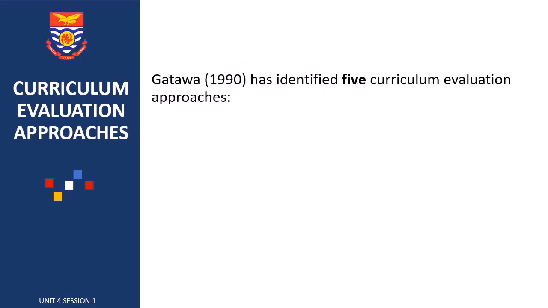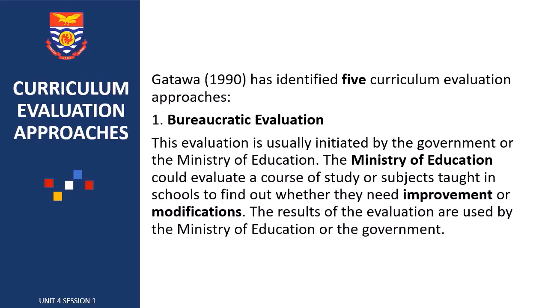Which approaches are available for curriculum evaluation? Gatawa identified 5 approaches to curriculum evaluation. The first one is the bureaucratic evaluation. What is this? This type of evaluation is usually initiated by the government or the Ministry of Education. The Ministry of Education could evaluate a course of study or subjects that are taught in schools to find out whether they need some improvement or modifications.